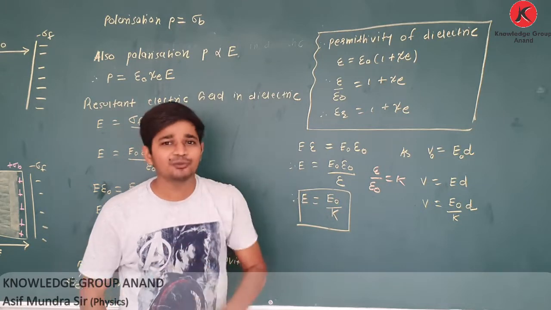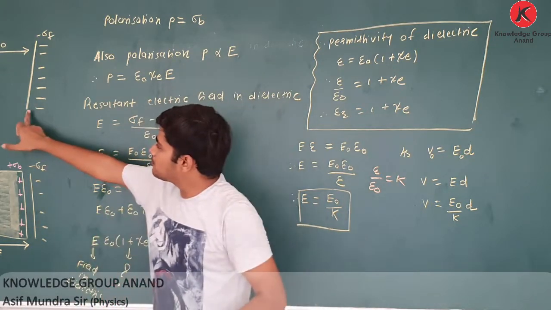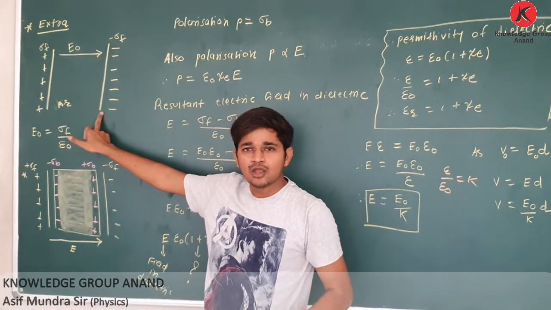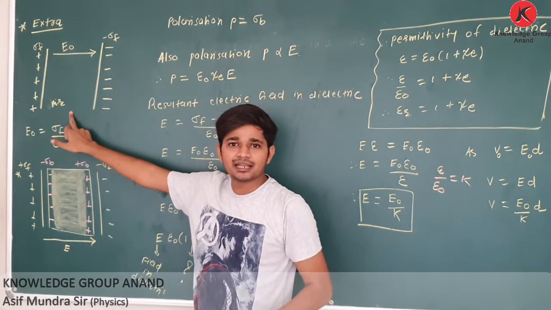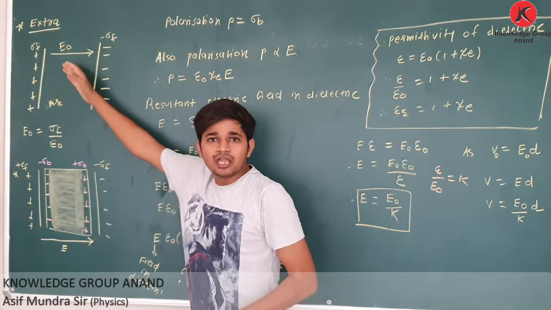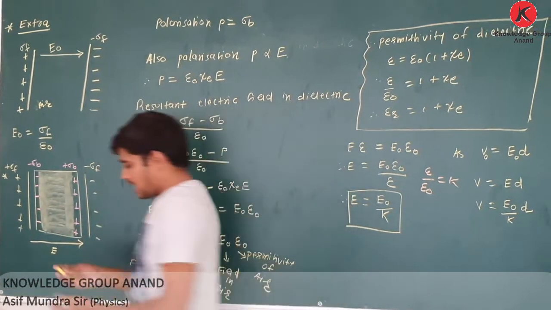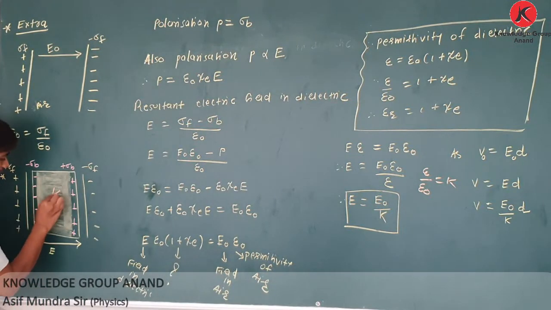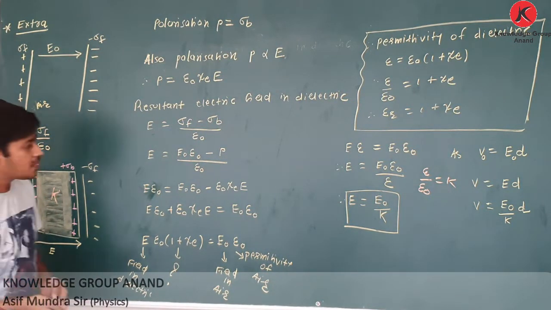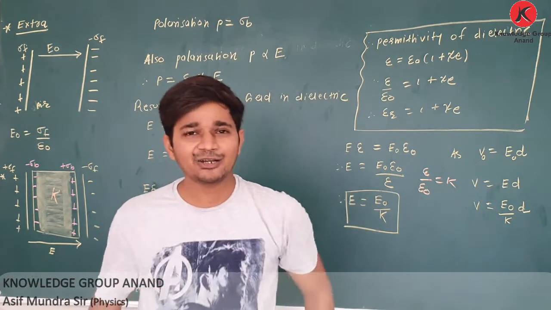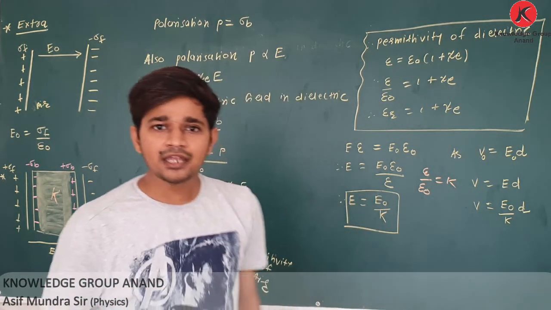Now what you have to remember: if between two plates of a capacitor we have air as the medium, then the electric field is E0. If air is replaced by another dielectric having dielectric constant K, then the electric field in this region is E is equal to E0 by K.